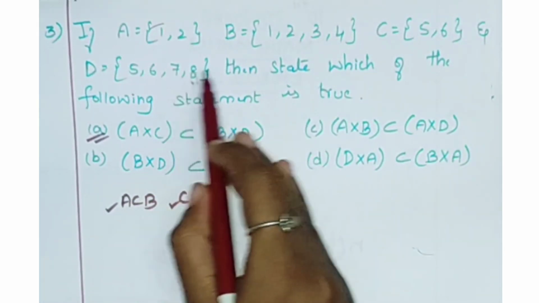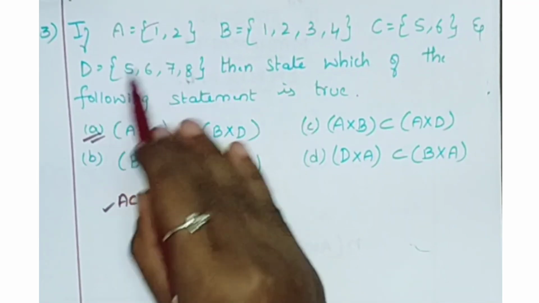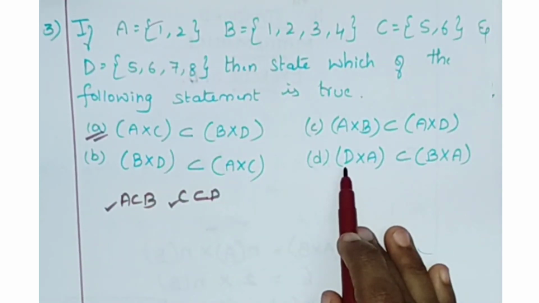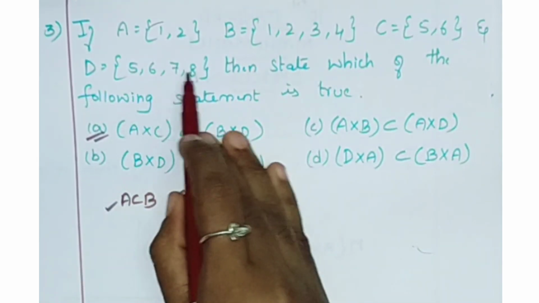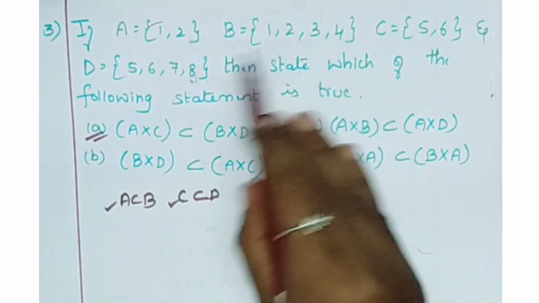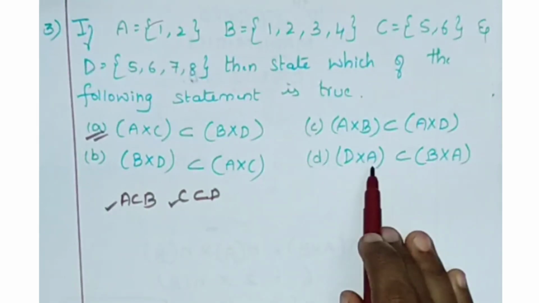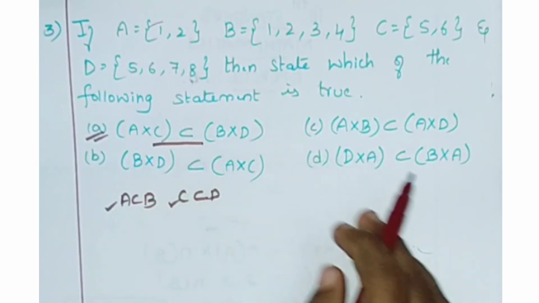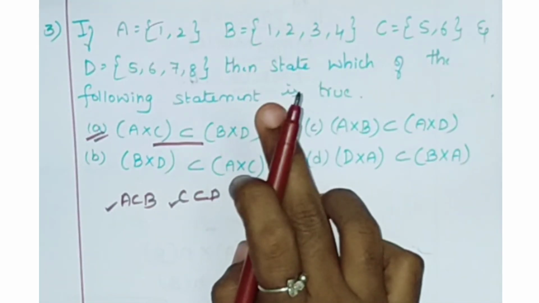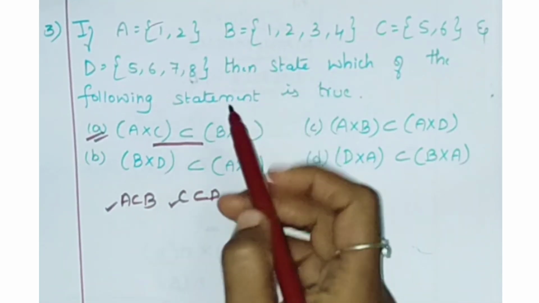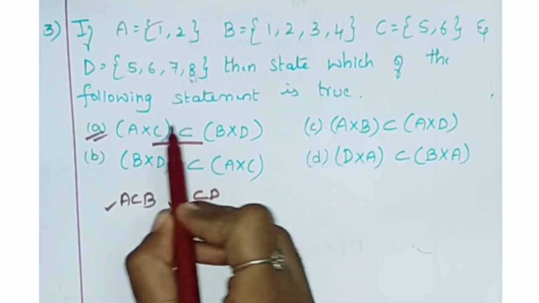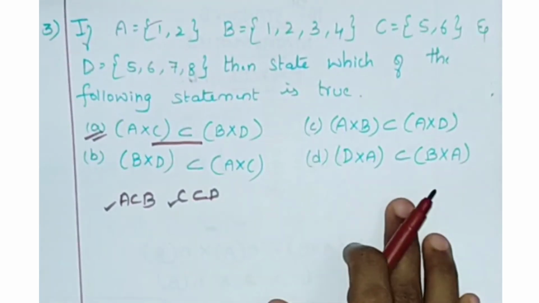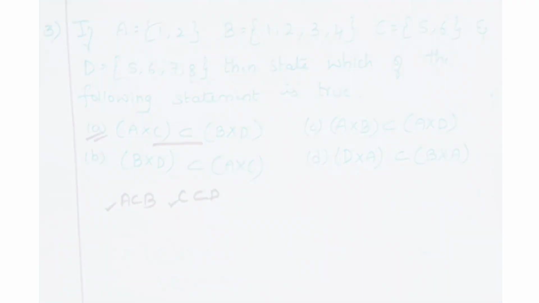Then D is a subset of C. Again D is 5, 6, 7, 8. But C is a subset of D, and D is not a subset of C. This is wrong. Now, D is a subset of B. What is D? 5, 6, 7, 8. What is B? 1, 2, 3, 4. Totally different elements, so this is wrong. A is a subset of A, that is also wrong. Therefore, option A is the correct answer. So in this case of Cartesian product, you just check whether this is a subset of this and this is a subset of this. If it is correct, then definitely this is also correct. Okay, so now we'll see next.